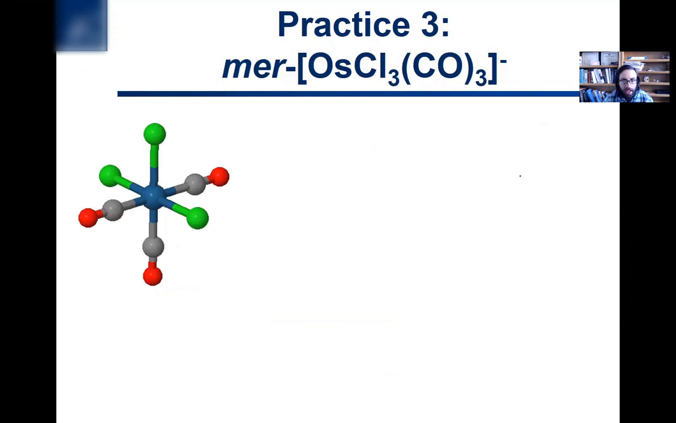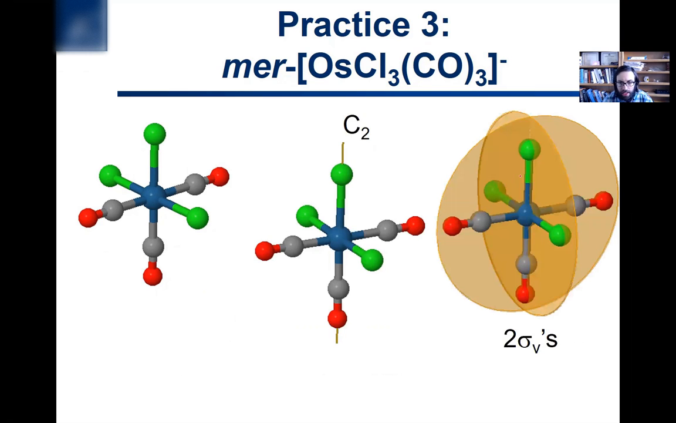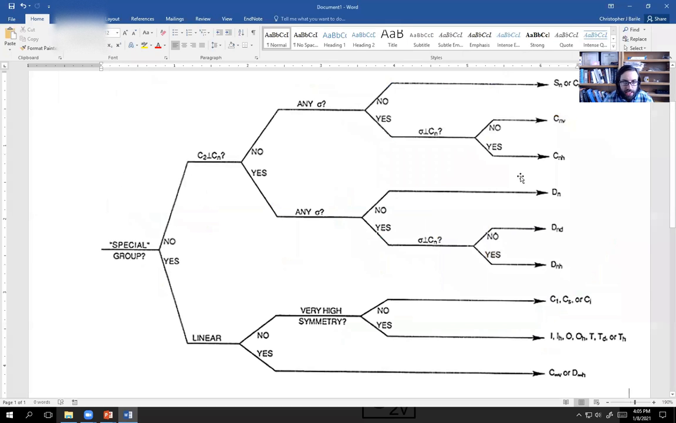Let's do this one. This is an isomer of osmium complex with 3 chlorines and 3 carbon monoxides. So it has a C2. It has 2 sigma V's, okay? And so this is going to make it end up being C2V. Why is that? Again, it's not a special group. So there was only one C2 there, so there's no additional C2 that was perpendicular.